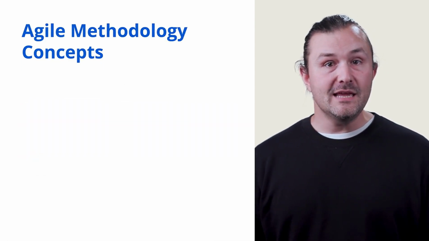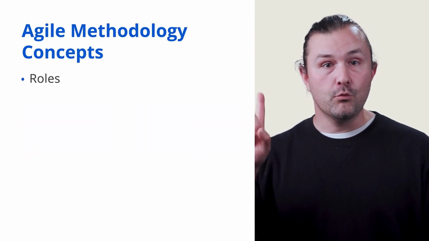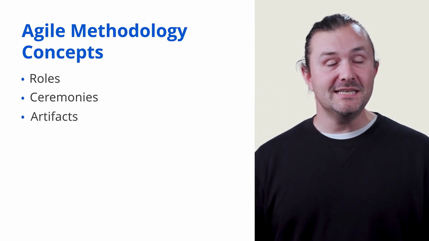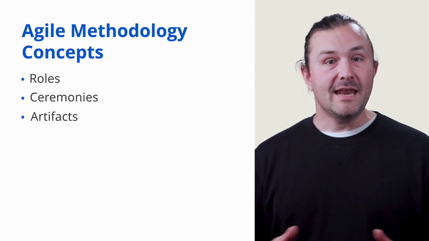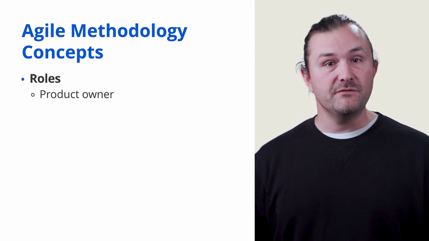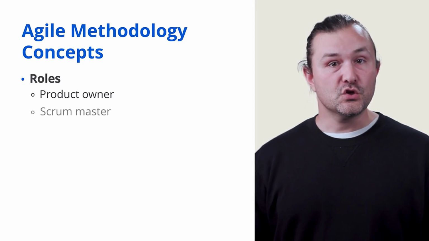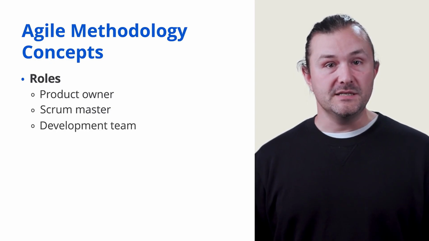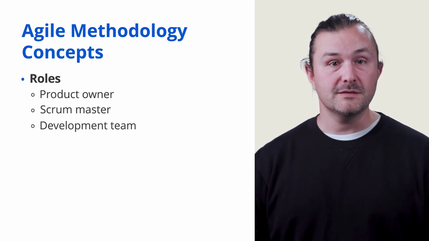There are 3 key concepts to the Agile methodology: roles, ceremonies, and artifacts. Let's explore each of these concepts in detail using our example. In Agile, the roles include the product owner, who defines the product vision and prioritizes work, the Scrum Master, who facilitates the process and removes obstacles, and the development team, who works together to deliver the product.